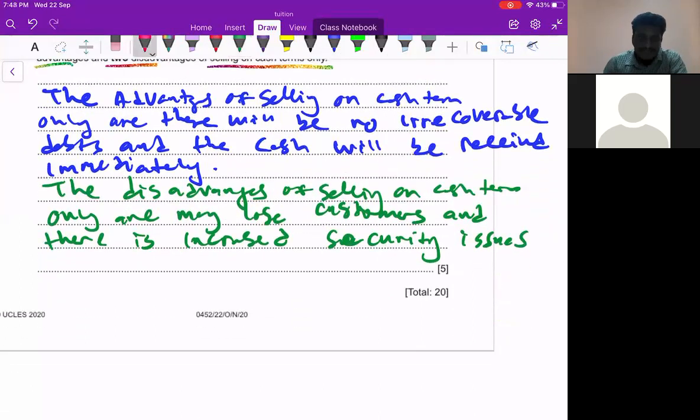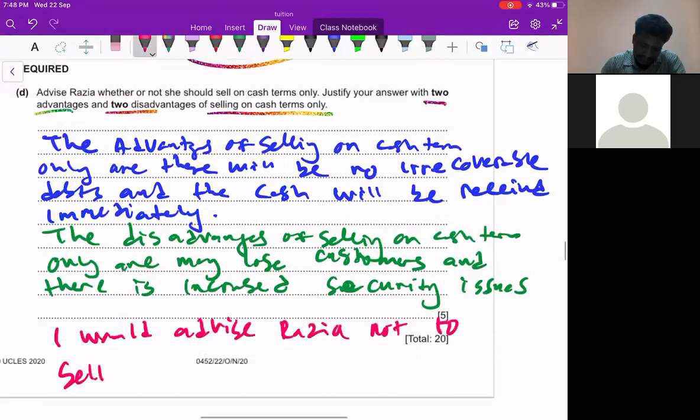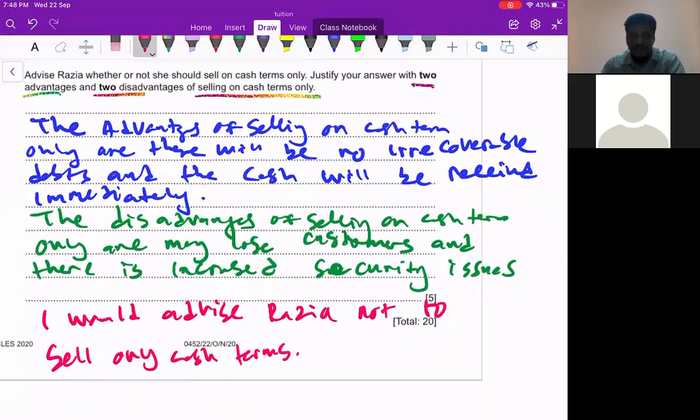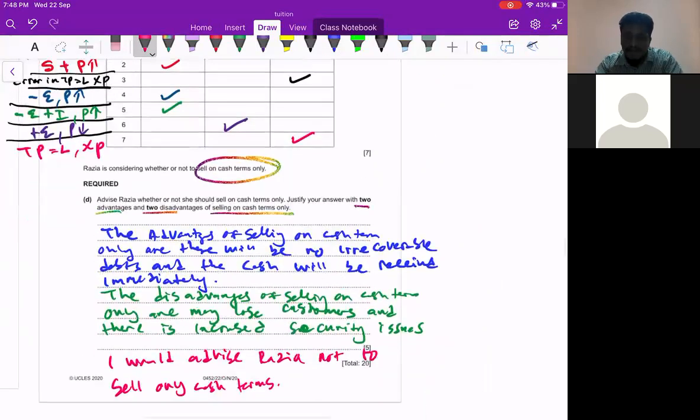So the decision is, I would advise Razia not to sell only on cash terms. If you want to continue again, she might sell on cash and also on credit terms. Okay, I think we are done with question number 5. That's it. We are done. Okay, any problem? You can ask me.